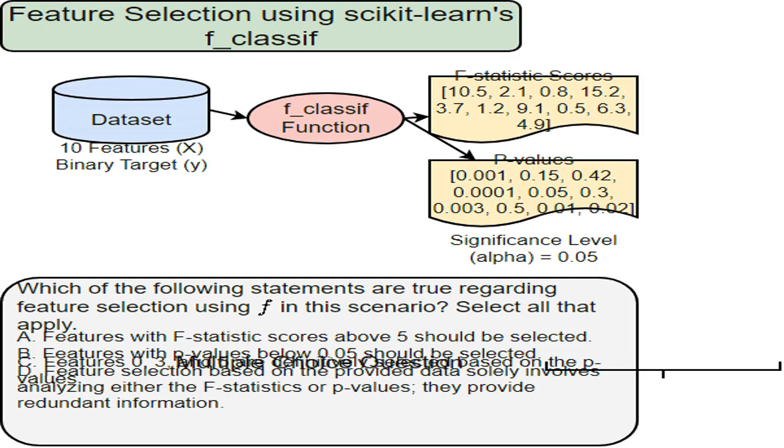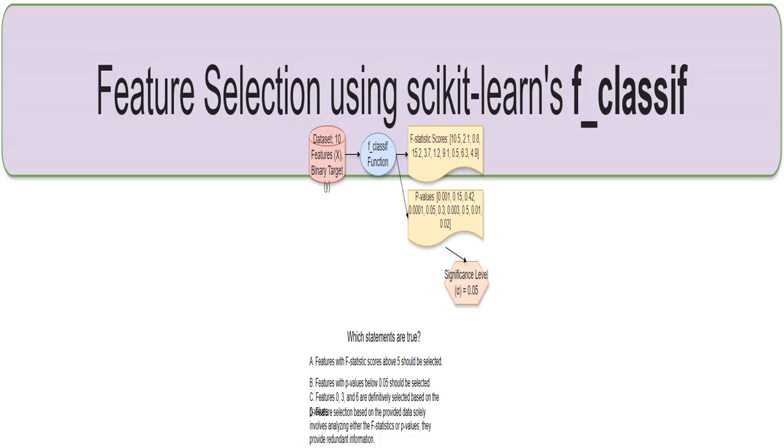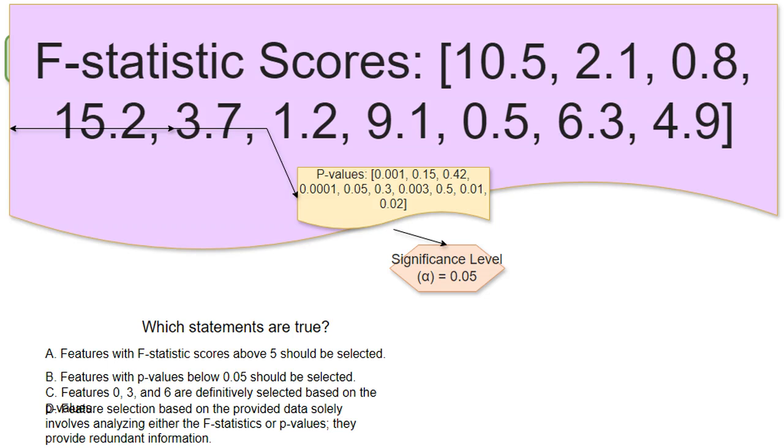The main goal here is to use the f_classif function, a statistical test within the scikit-learn library, to determine which of the 10 features are most relevant to predict my target variable. I'm using a dataset with 10 features, which I'll call x, and a single target variable, y, that can take only 2 values. This is a typical setup for a binary classification problem. I've set my significance level, alpha, to 0.05. This means I'm willing to accept a 5% chance of incorrectly rejecting the null hypothesis. That is, concluding a feature is important when it's actually not.